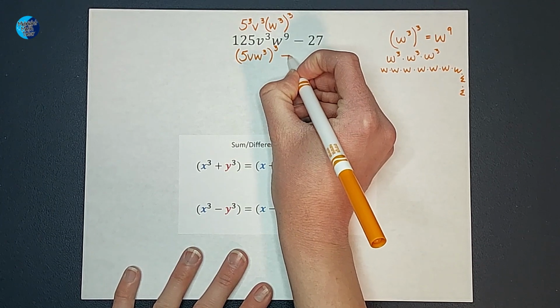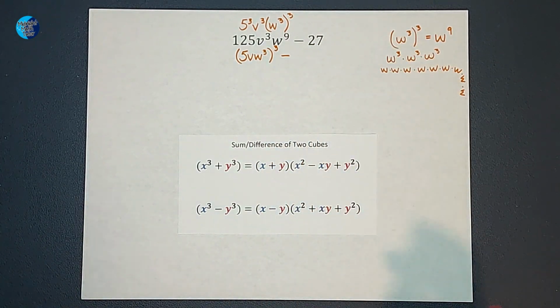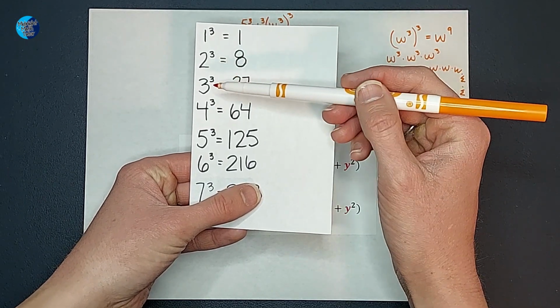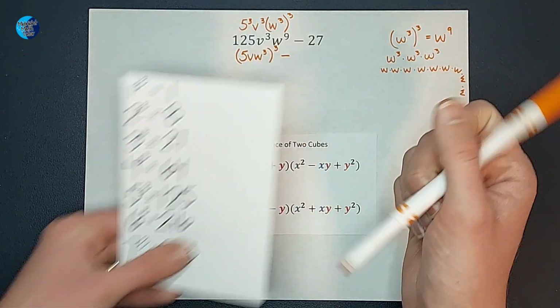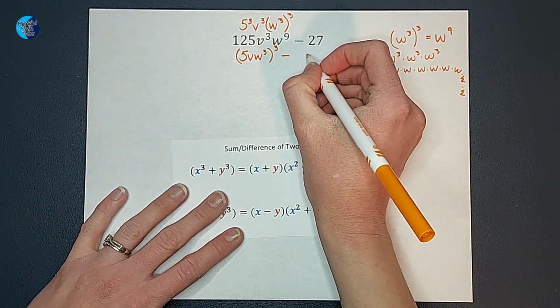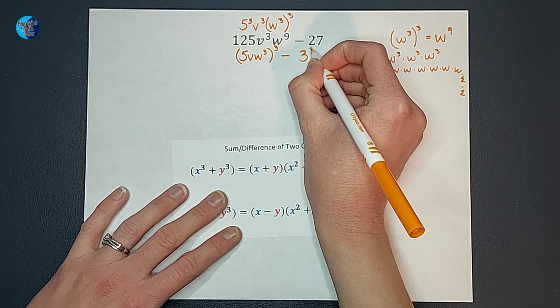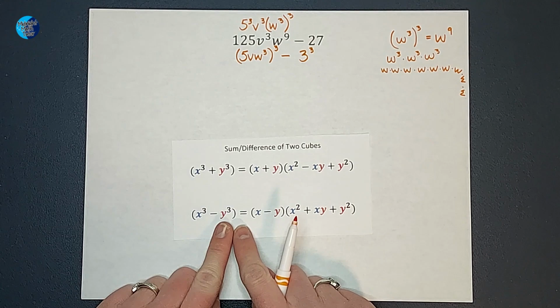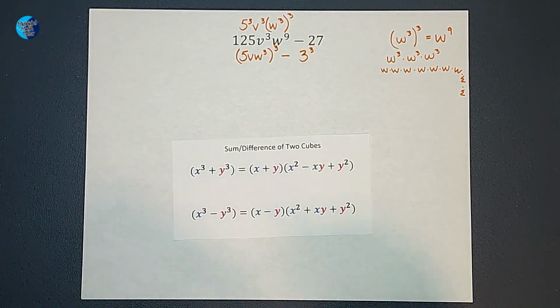Now, minus, is 27 a perfect cube? Let's see. It's a YouTube video, so things worked out nicely, and it is. 3 cubed is 27. So I can write 27 as 3 cubed. So I've got a term cubed minus a term cubed. Guess what? I'm golden. I can use this.